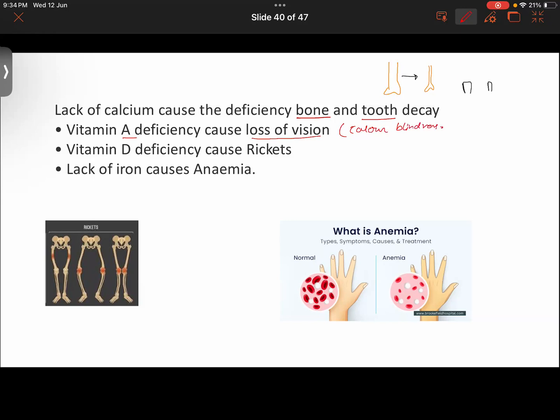That leads to color blindness, and night blindness. Night blindness. Very good. Getting it now? So these are the problems that a person would suffer if his diet lacks vitamin A.